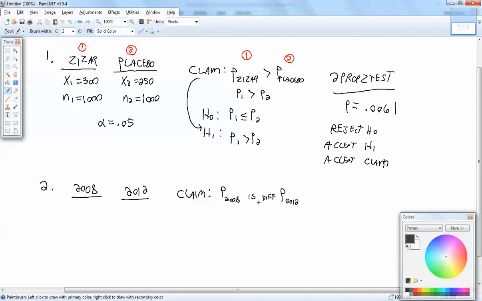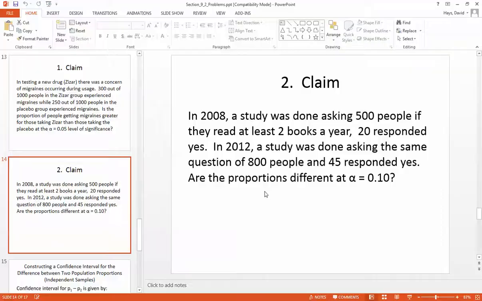Now the different is set up differently than greater than or less than. It doesn't matter which one's first, but this is what I chose. So I'll say this is my first population, first sample. This one will be my second population, second sample. So 2008 we said is 1 and 2012 is 2. Okay, let's go back and write down the information then.